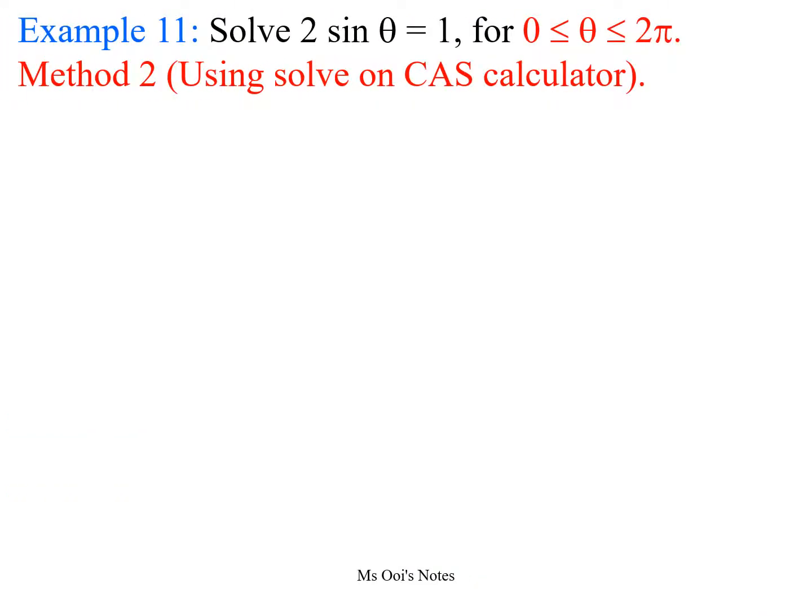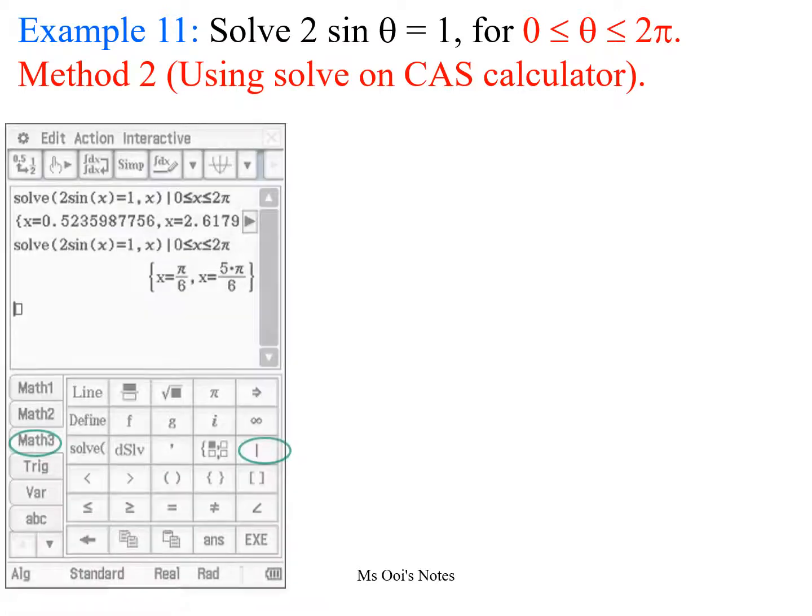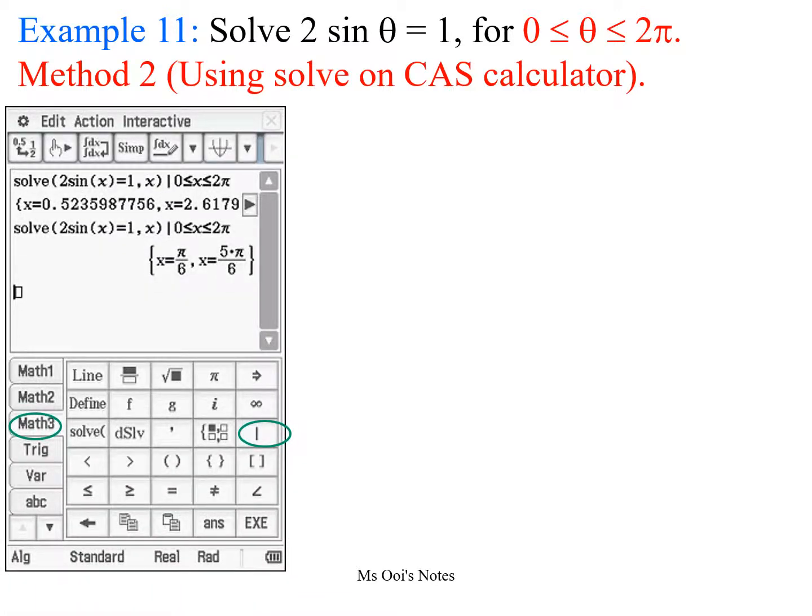Example 11. Same question, but this time we want to use solve on the CAS calculator. So take your CAS calculator. So let's go to Math 3 and let's use solve. So type 2 sine x equal to 1 comma x. Now, very important, make sure you have conditions. Here we can see that in Math 3 we can find the stroke, which is the conditions. x greater or equal to 0, less than or equal to 2 pi.